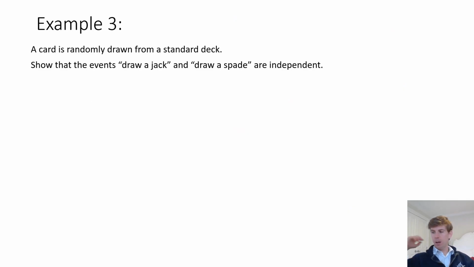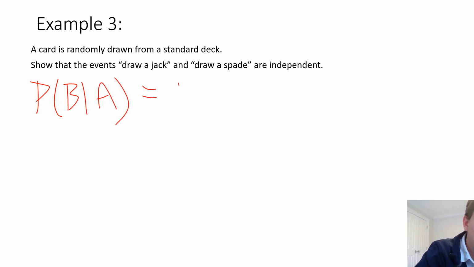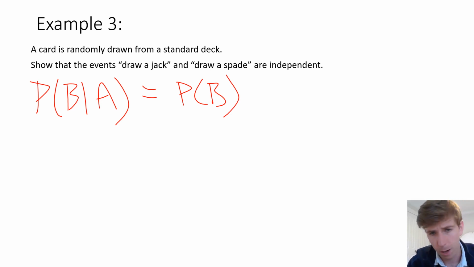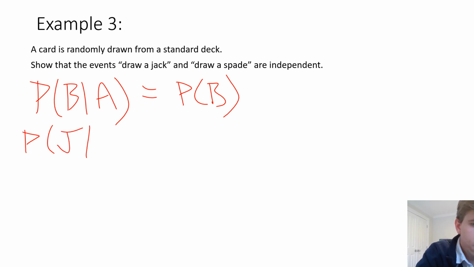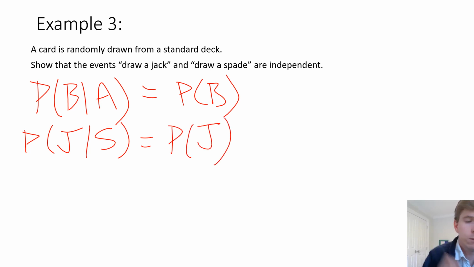All right, so let's use that rule of independence to see how we can show that two events are independent of each other. We know the rule for independence: the probability of B given A equals the probability of B. Or you can flip the letters around, it doesn't matter about the order. The opposite order would be the probability of A given B equals the probability of A. In our case, we had these two events, Jack and Spade. So let's show the probability of Jack given Spade equals the probability of Jack.